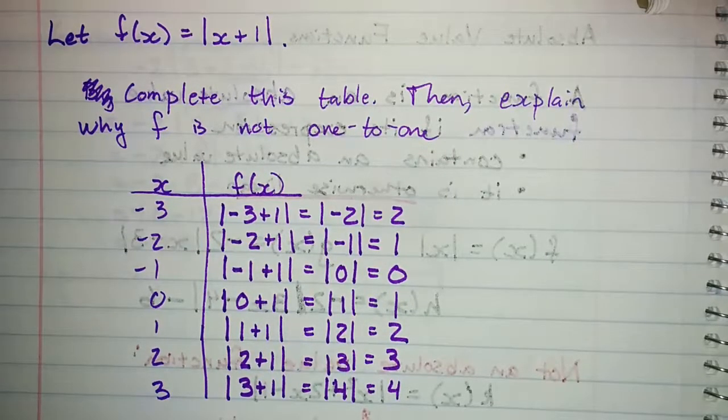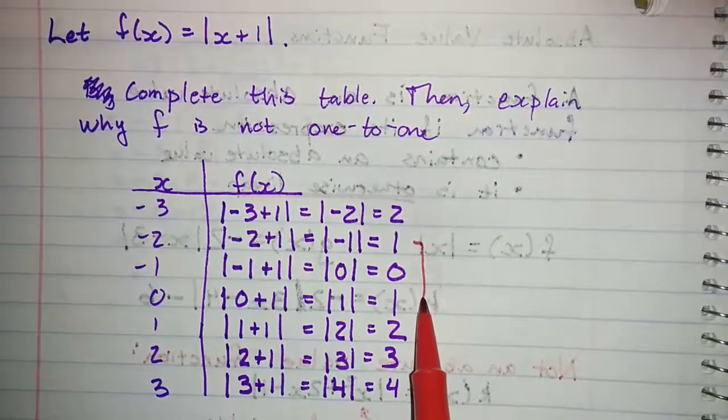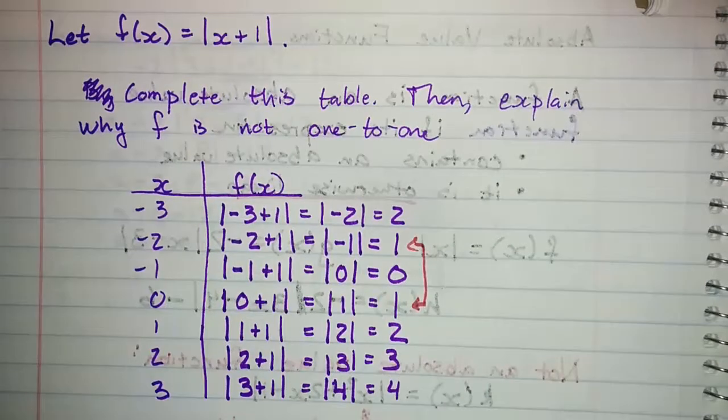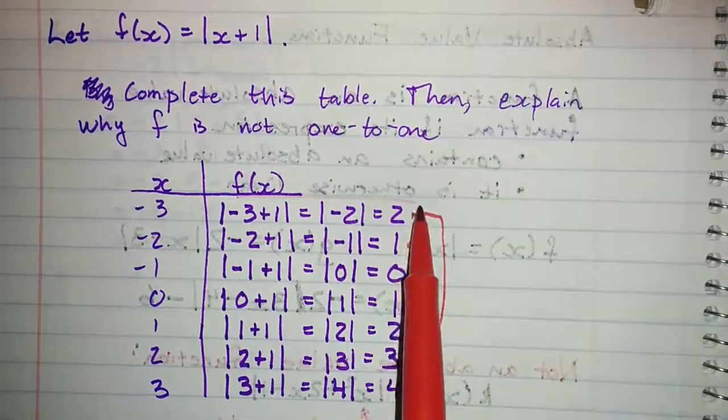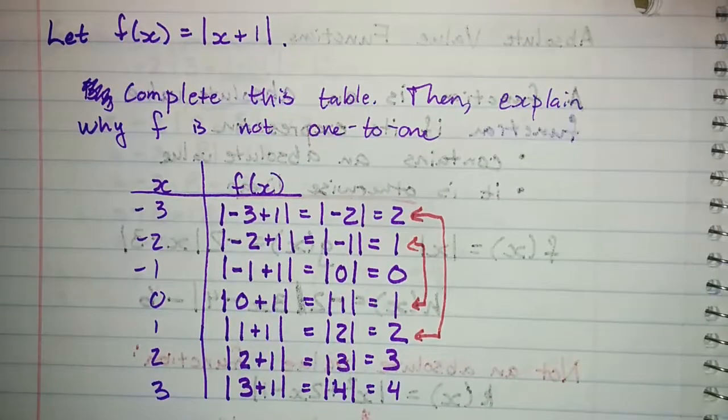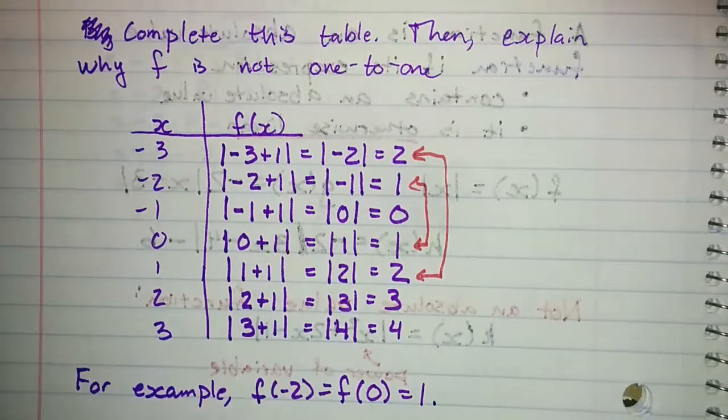Well, we can see that it's not one-to-one. For example, here we have cases where we get the same output, and here we have cases where we get the same output. How do we know it's not one-to-one? For example, negative 2 and 0 give the same output, namely 1.